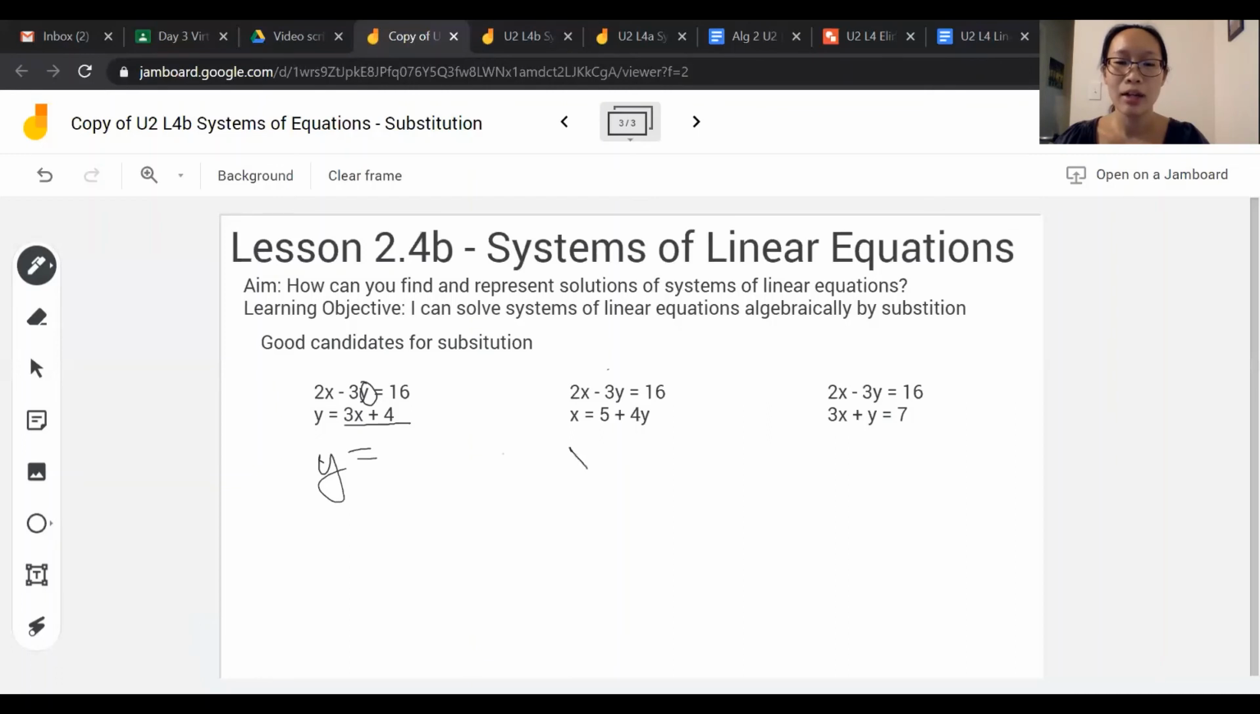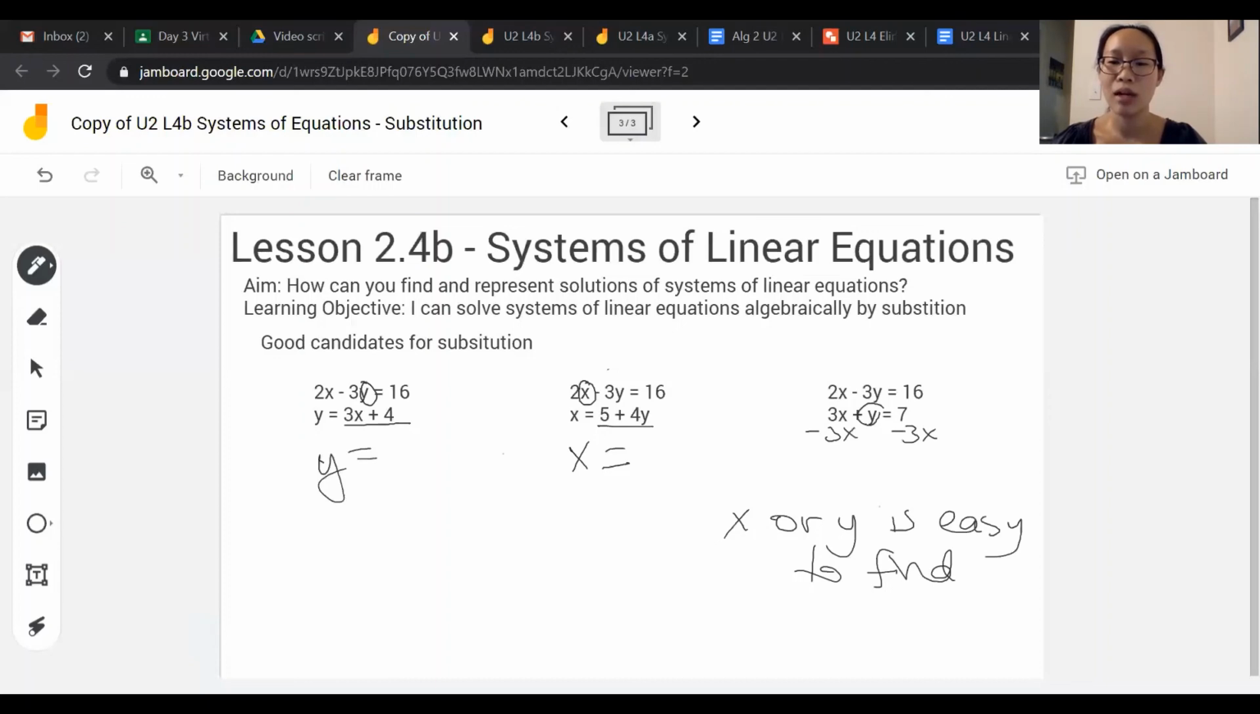The second scenario is when they give you something in the form of x equals. So the same thing. You can just substitute the value where x is in the other equation. And the third is when x or y is easy to find. Here, they don't explicitly give you an x equals or y equals, but I can see that, oh, it's pretty easy to find what y is. I can just subtract 3x from both sides, and that gives me y is equal to minus 3x plus 7, which I can substitute in the other equation.